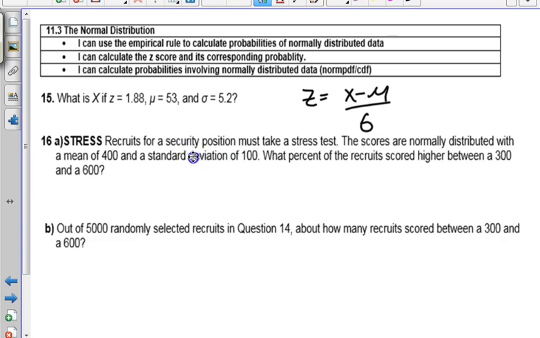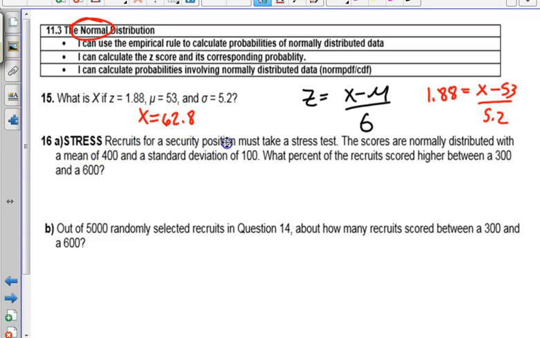I don't know if you missed the day we went over this stuff, but this is normal distribution stuff, okay? So this says what is the score x if z is, so all this is working a formula backwards. So 1.88 times 5.2 plus 53. Anybody get an answer? About 62.8, 62.776, something like that. Okay.